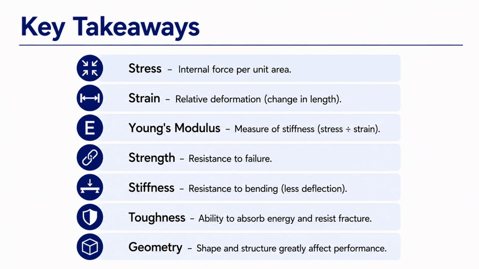In this lesson, we introduced several important material properties. Stress measures the force per unit area, while strain measures relative deformation. Young's modulus describes stiffness. Strength refers to resistance to failure, and toughness describes the ability to absorb energy before fracturing. Finally, we saw that geometry plays a major role in structural performance. Together, these concepts form the foundation of material science and engineering design.